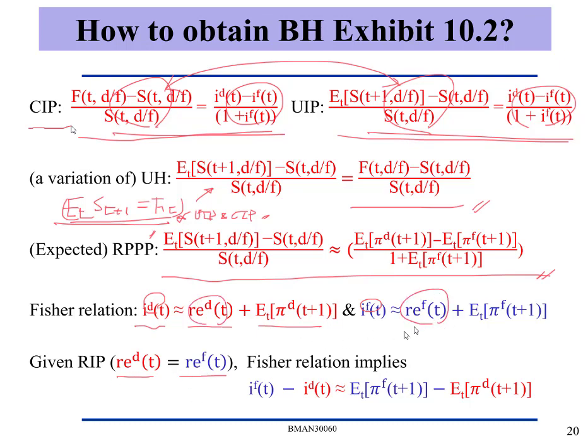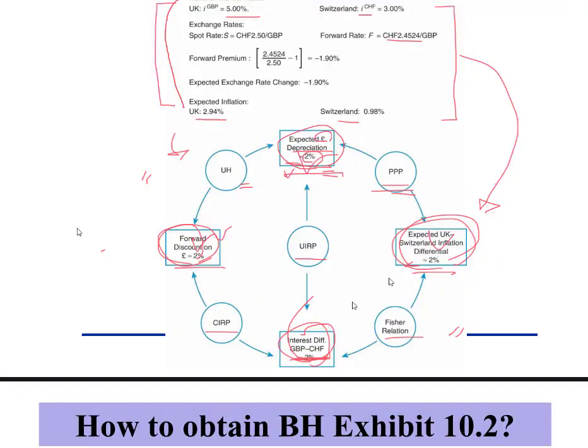This and this are the same. Given the difference of these two, this will be cancelled, and it will be just the difference between the expected inflation rates. So the nominal interest rate differential is equal to the expected inflation rate differential. So what I'm trying to say here is that given CIP, UIP, UH, expected RPP, Fisher relationship, and RIP, we can figure out the relationship between those four numbers using these various relationships.